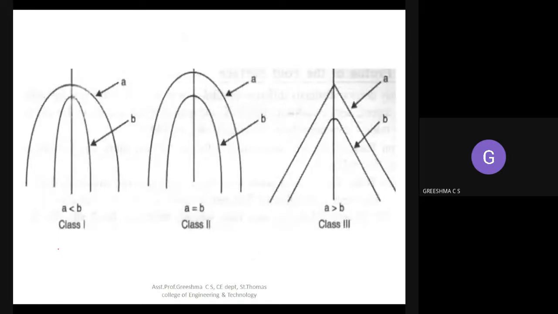Okay, so that means the degree of curvature for the outer one, you can see this as A, will be less than that of the inner one. So here this is having more curvature, and here the curvature is less. So it is classified into class 1 fold.